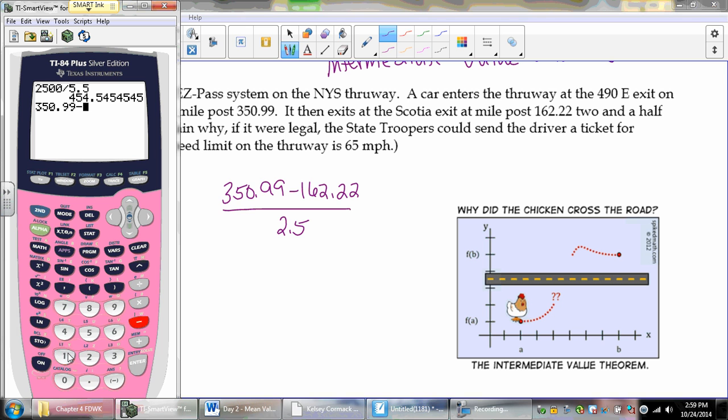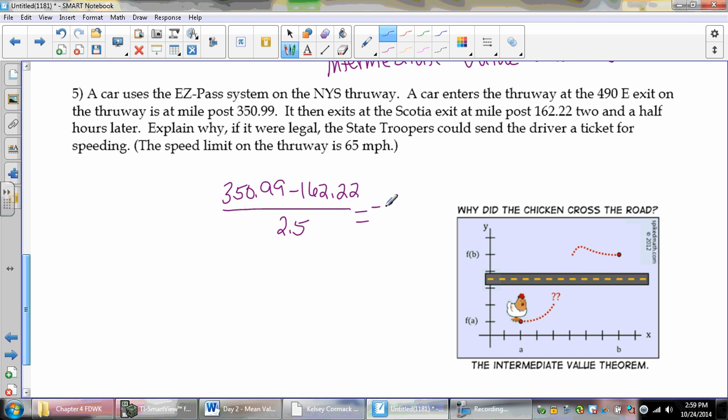350.99 minus 162.22 divided by 2.5. 75 point something, we'll write ish, miles. Not miles, pardon me. 75 something miles per hour, because this is miles, that's hour, that's miles per hour. This is my average speed. All right, if you hear that alarm, it's my alarm to remind me to get my son. Hold on. Okay. This is my 75 miles an hour. That's my average speed, okay?